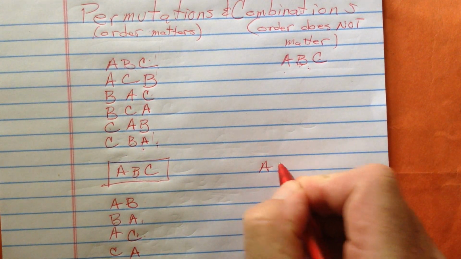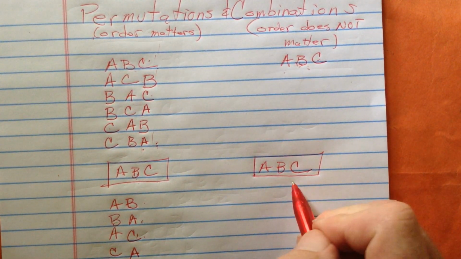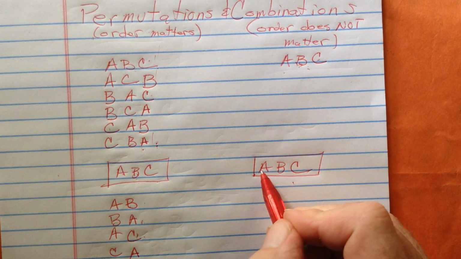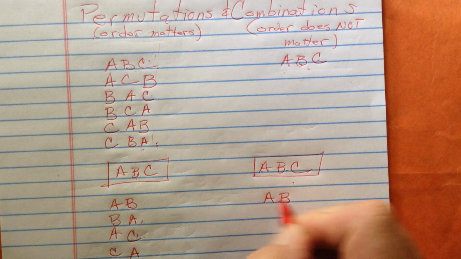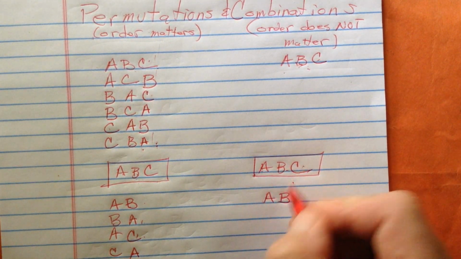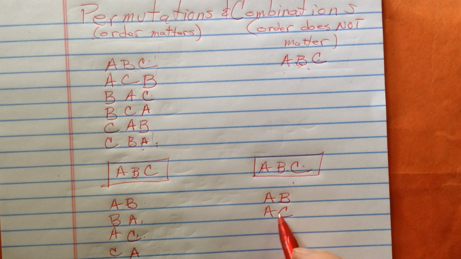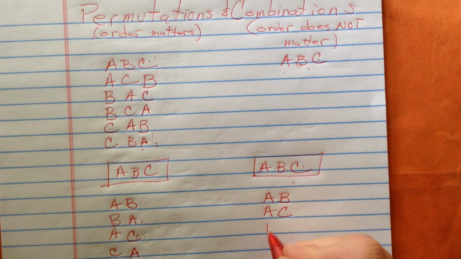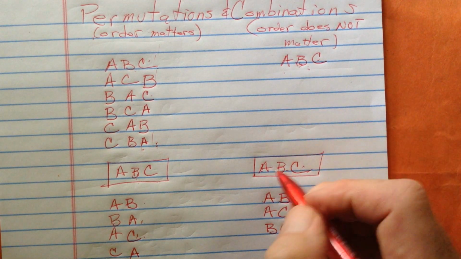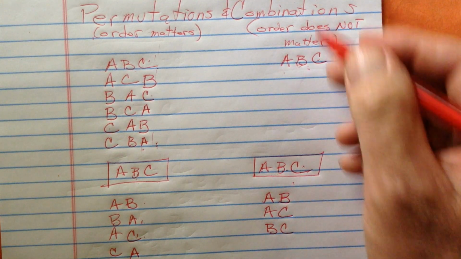But if I have A, B, C, and the order does not matter, how many combinations can I make? Well, here I can have A and B together, and it doesn't matter the order, so that's 1. Or I can have A and C together. There should be 1 more, oh yeah, B and C together, and they could switch. So if I have A, B, C, and I'm just pairing 2 of them together, how many combinations?